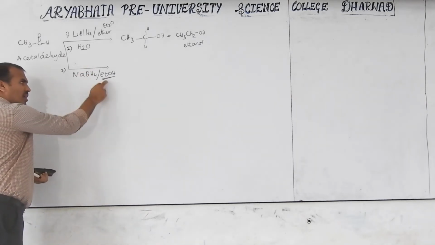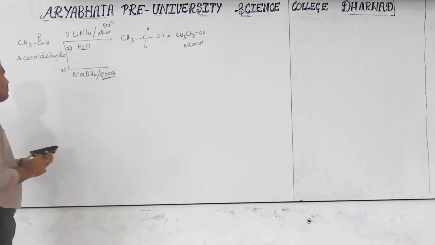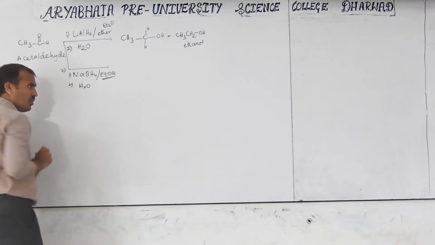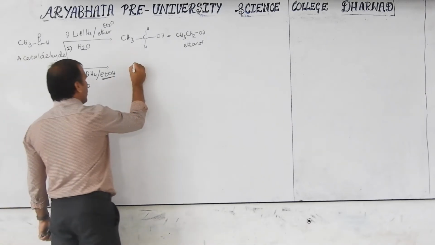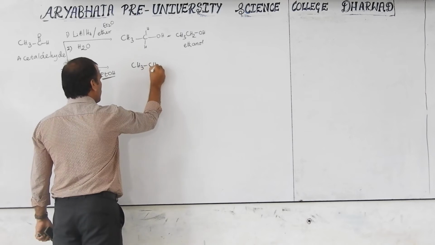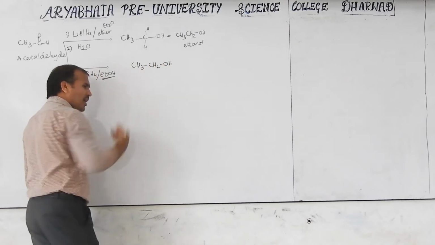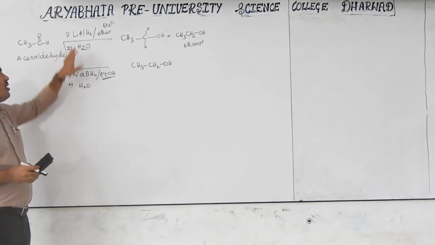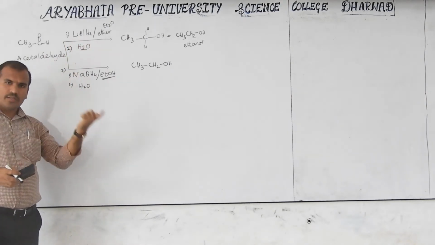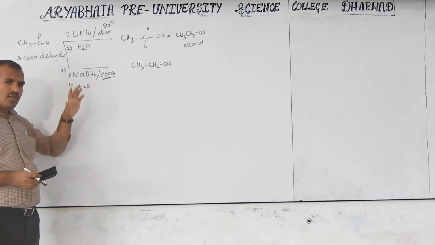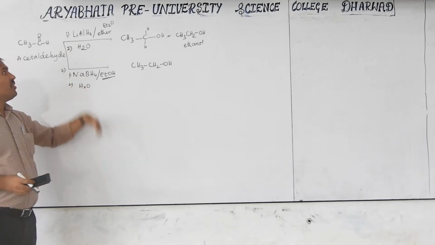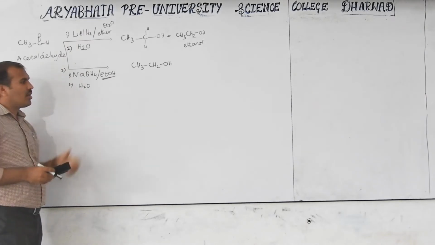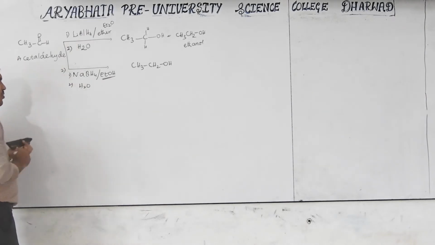So keep in mind, here also we have to use a polar solvent. In the second step, we have to use H2O. But we get the same product here: CH3, CH2, CH2, OH. This is also called reduction. But keep in mind, lithium aluminum hydride is a good reducing agent, while sodium borohydride is a weaker reducing agent. Sometimes this one is good, sometimes that one is good, according to our reactant. So here we have written the same product.